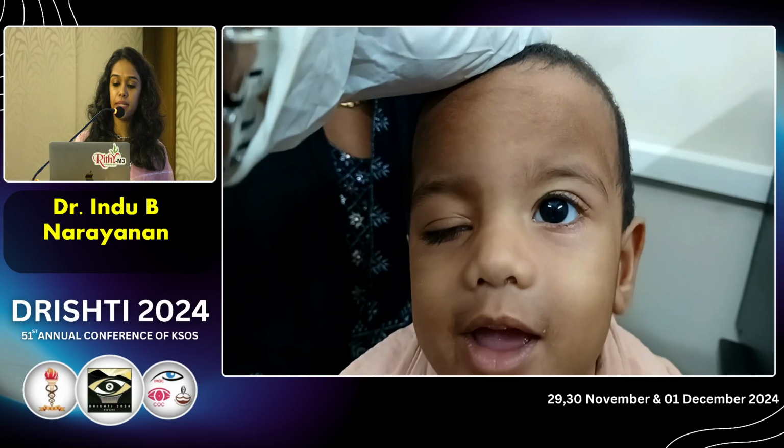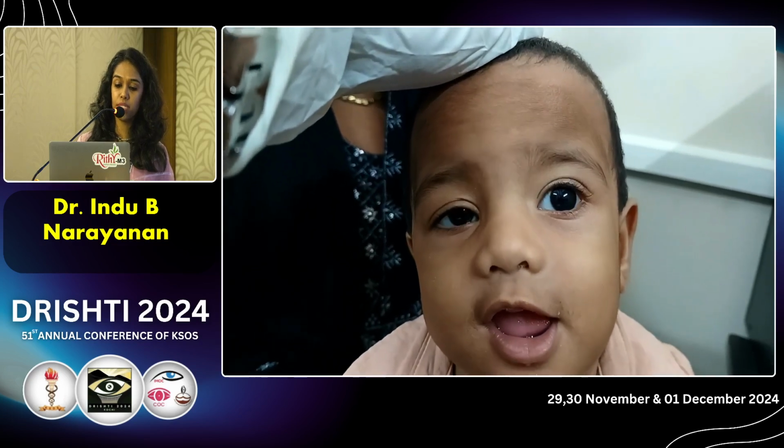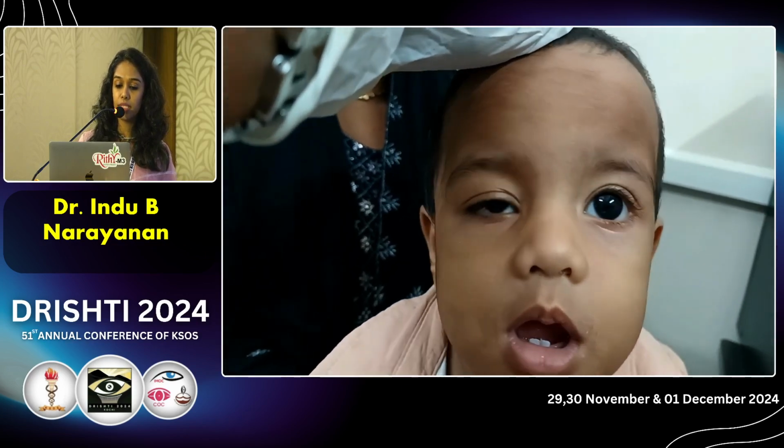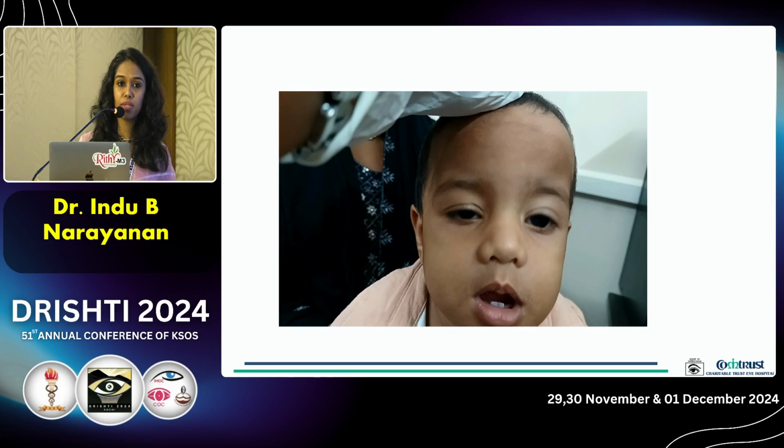So this is a child. You can watch the position of the lid. The ptotic eye is opening up with the movement of the jaw. So this is a case of Marcus Gunn jaw winking phenomenon. It's a synkinetic ptosis due to the abnormal connection between the oculomotor innervation of the levator and the lateral pterygoid.